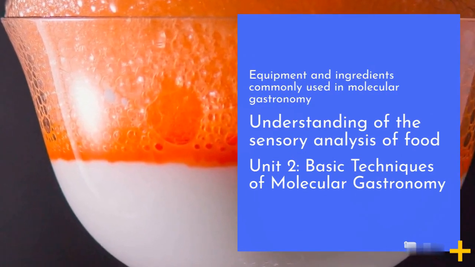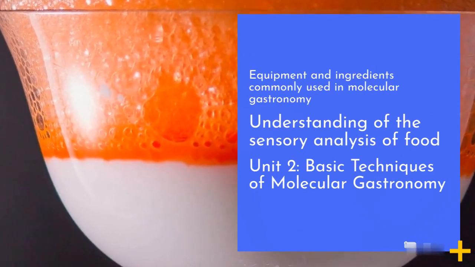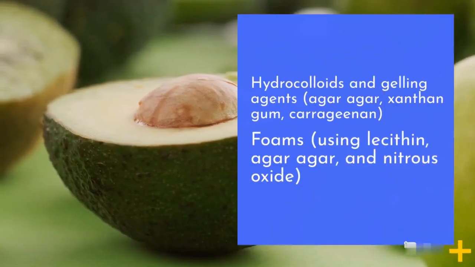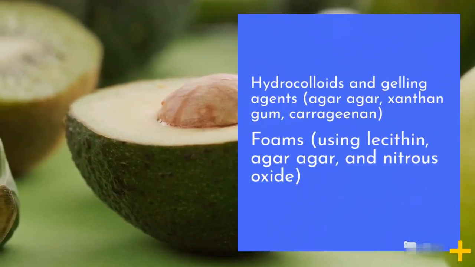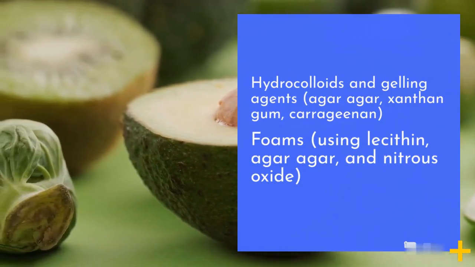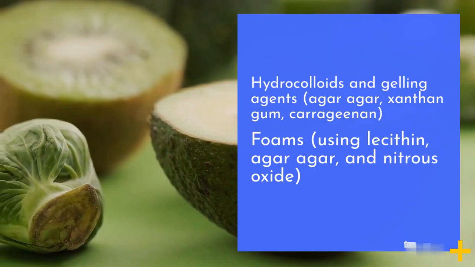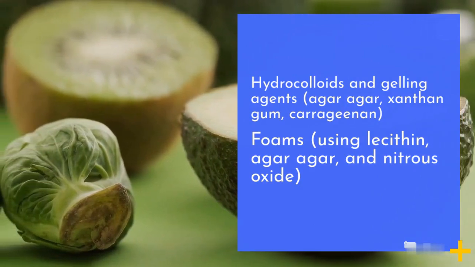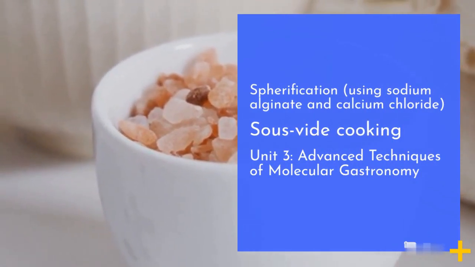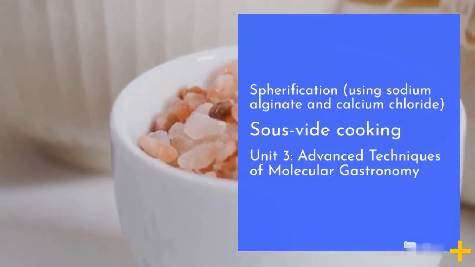Unit 2, Basic techniques of molecular gastronomy. Hydrocolloids and gelling agents: agar-agar, xanthan gum, carrageenan. Foams, using lecithin, agar-agar, and nitrous oxide. Spherification, using sodium alginate and calcium chloride. Sous vide cooking.